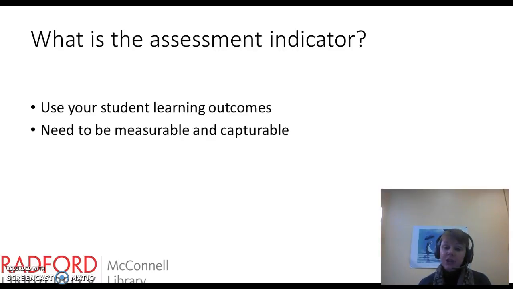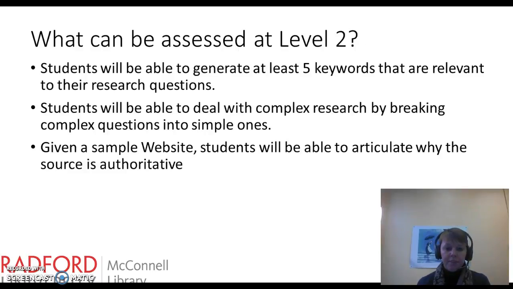The assessment indicator we use for Level 2 is tied into your student learning outcomes. Do not worry about measuring all the student learning outcomes of your lesson plan. In our case here at Radford, we often have 3 or 4 or 5 learning outcomes for a workshop, and we usually try to measure 2 of them. But with Level 2, we want to make sure that the student learning outcomes that we choose are measurable and capturable.